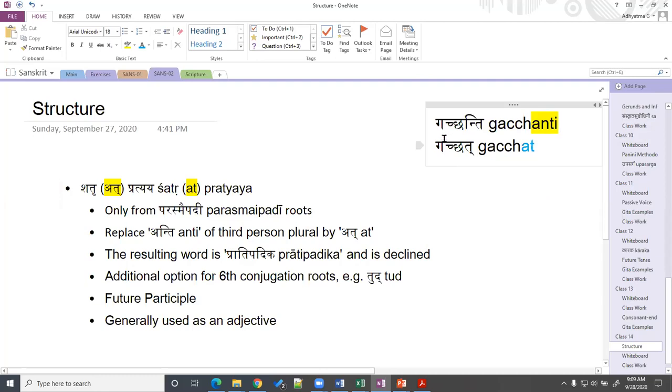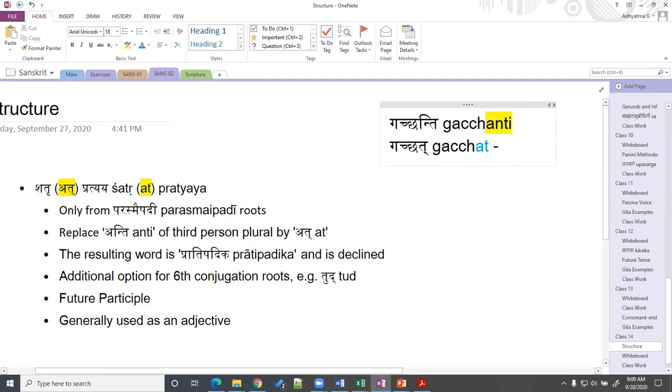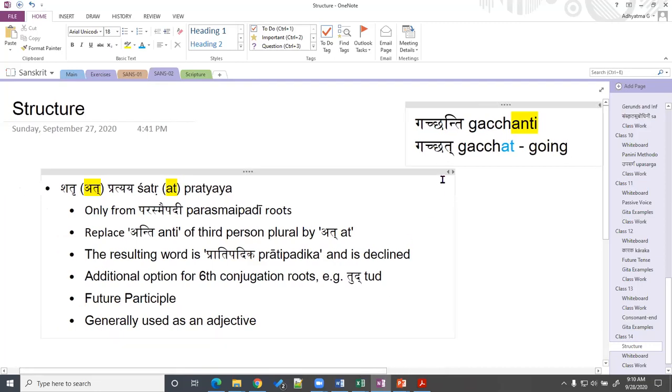What does gachanti mean? They go. What does gachat mean? Going. So gachat simply means going. So somebody going, it becomes the adjective of that person. And we'll see how it is used in a sentence. But it becomes an adjective to the person who is going. So if I say going Rama, Rama who is going, I can say gachat Rama.